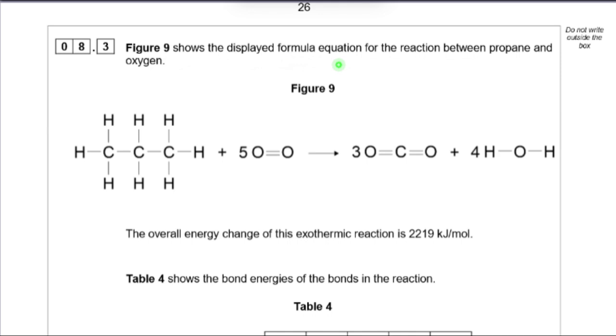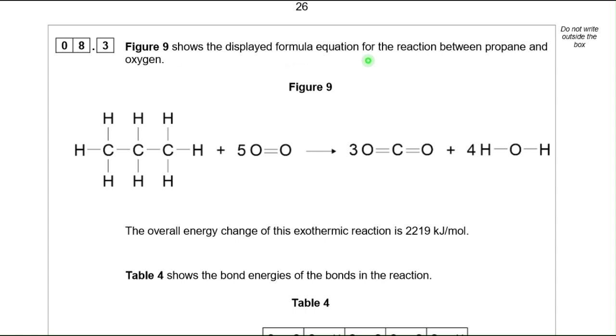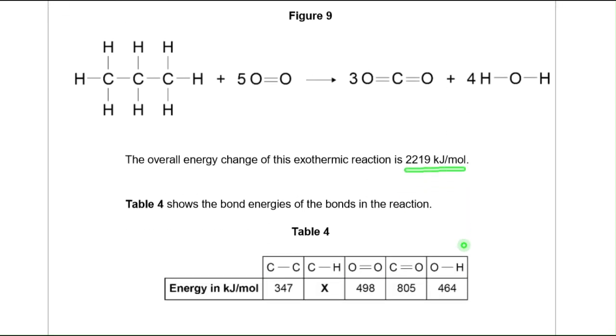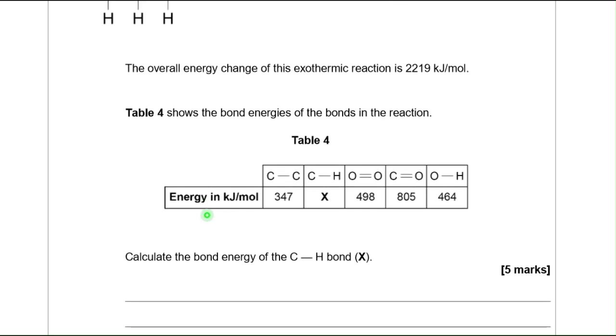Over the page, 8.3. Figure 9 shows the displayed formula equation for the reaction between propane and oxygen. And you've got these structural formulas here, so we're going to use those in a minute. The overall energy change of this exothermic reaction is 2219 kilojoules per mole. Table 4 shows the bond energies of the bonds in this reaction. And we'll use these also in a moment.